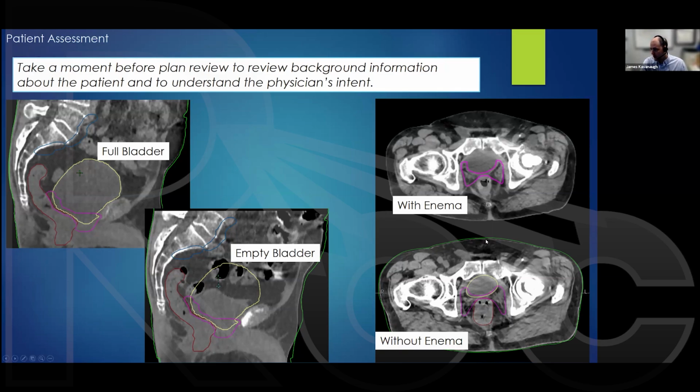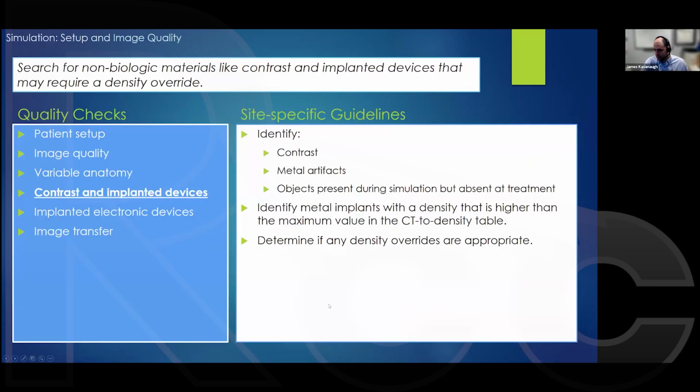And then on the right here, you can see an example up above. This patient had an enema. Down below, they actually came for treatment without the enema. This is our prostate bed SBRT program, and it made quite a bit of difference in terms of pushing that target laterally. And there are some nodes that we're treating that we couldn't align appropriately as well. So we need to make sure that we're meeting whatever the physician has asked for.